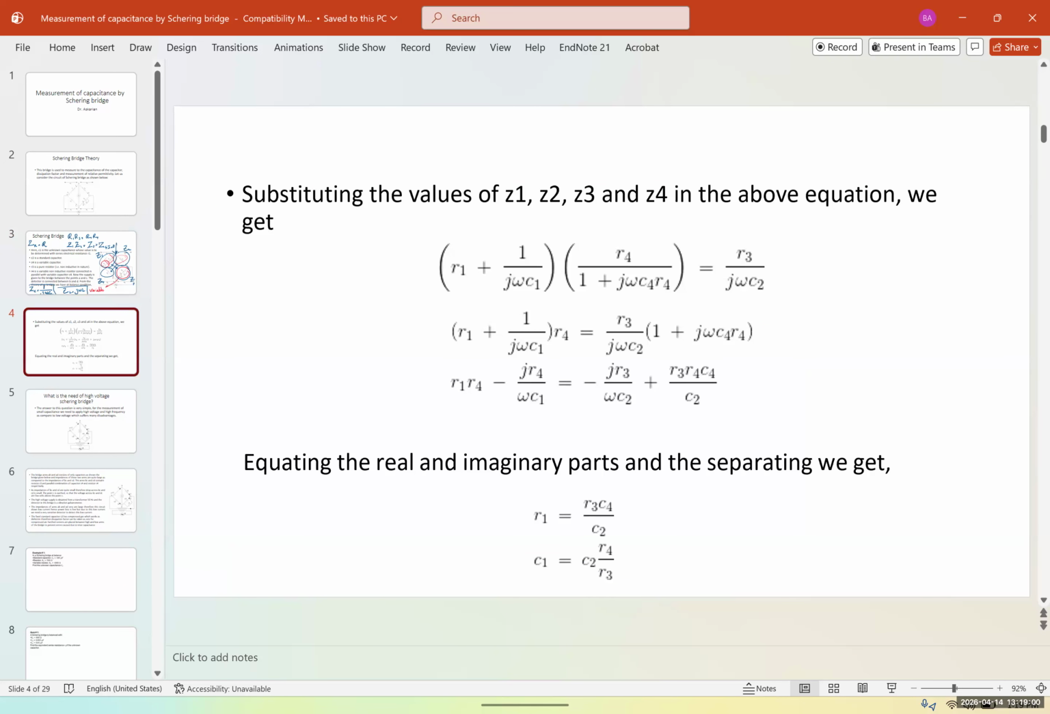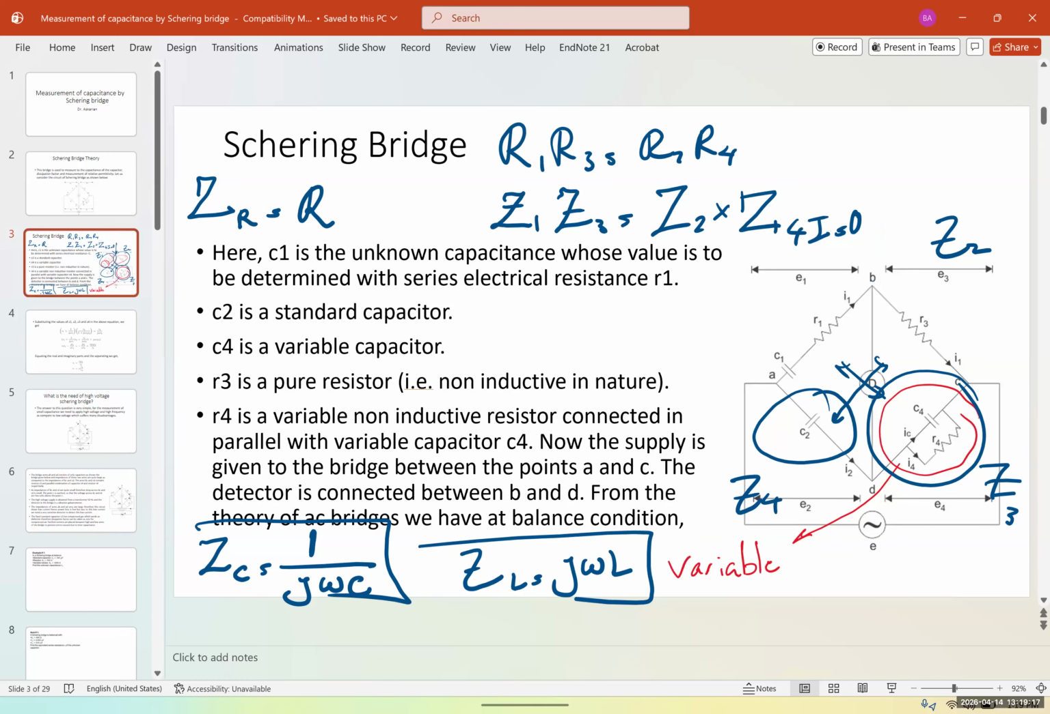So we can use the principle that we had, Z1 Z3 is equal to Z2 Z4, and replace it with the impedances. Now, what is the impedance of Z1 here? Z1 is going to be the combination of R1 plus the impedance of C1. So it's going to be R1 plus 1 over j omega C1. Okay, this would be Z1.